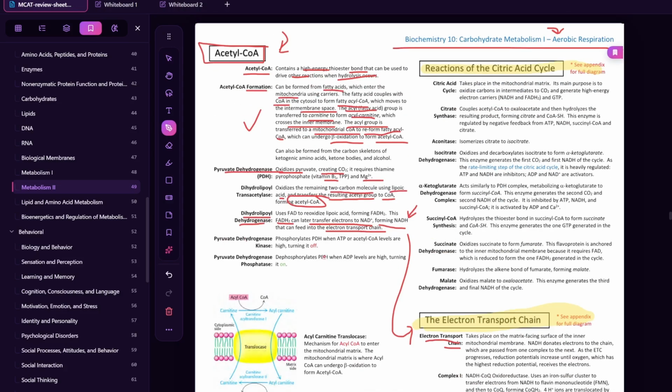Pyruvate dehydrogenase kinase phosphorylates PDH when ATP or acetyl-CoA levels are high, turning it off. Pyruvate dehydrogenase phosphatase dephosphorylates PDH when ADP levels are high, turning it on. So these are opposite.